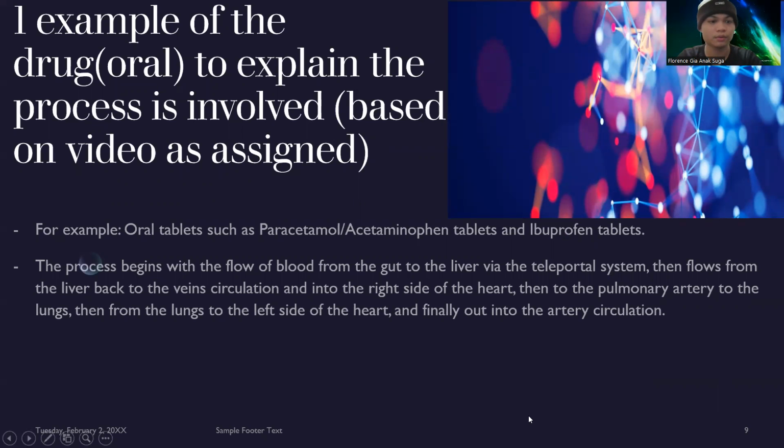As an example, oral tablets such as paracetamol or acetaminophen tablets, and ibuprofen tablets. When you take oral tablets, the process begins with the flow of blood from the gut to the liver via the hepatic portal system, and then it flows from the liver back to the heart via venous circulation and into the right side of the heart, then into the pulmonary artery and to the lungs, which then goes from the lungs to the left side of the heart and finally out to the arterial circulation.